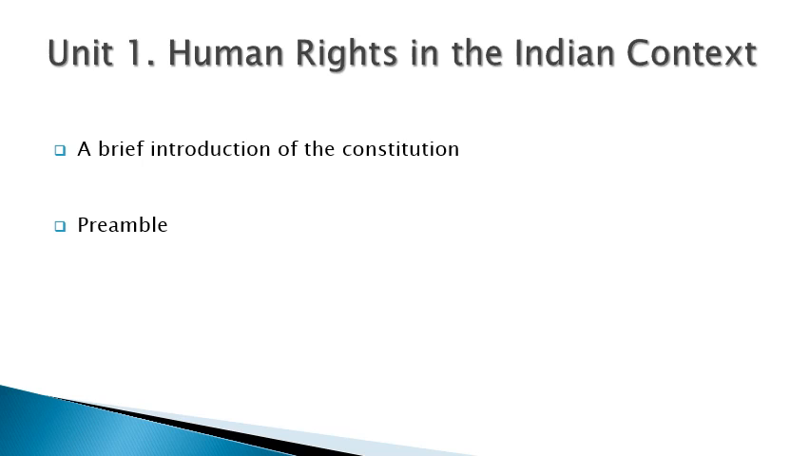After that, the fifth word is republic. In our country, the real head of the state is the prime minister and the nominal head is the president, but both are elected. So the head of the state is elected, not nominated by hierarchy. Republic is the opposite of monarchy.